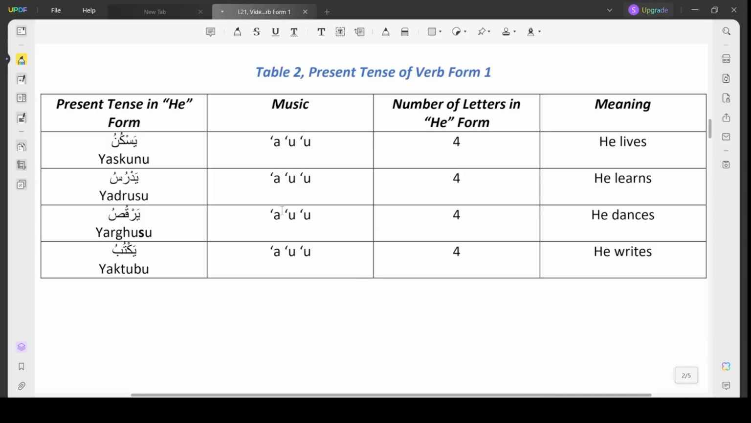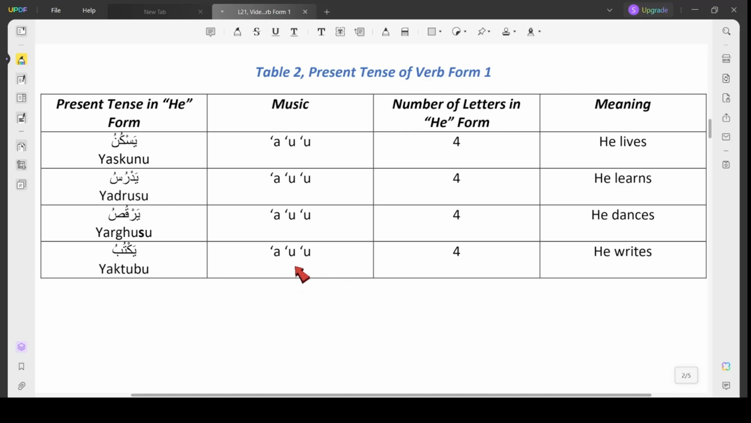Let's start with the first one. We're gonna read the verb first and then try to do the music for it. Yaskunu. A. The next one, yadrusu. A. Next, yarqusu. A. And the last one, yaktubu. A.